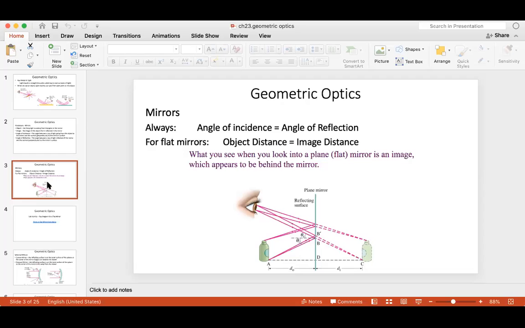And it turns out for a flat mirror that the object distance and the image distance are the same. So when you look at yourself in the mirror, your image is the same distance behind the surface of the mirror as you are standing in front of the surface of the mirror, for a flat mirror. That does not hold true for the curved mirrors.